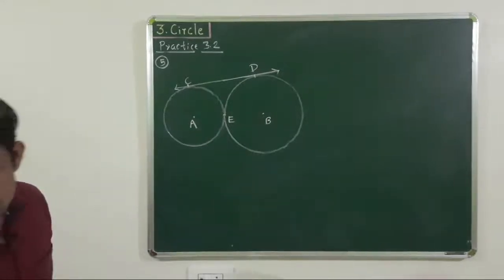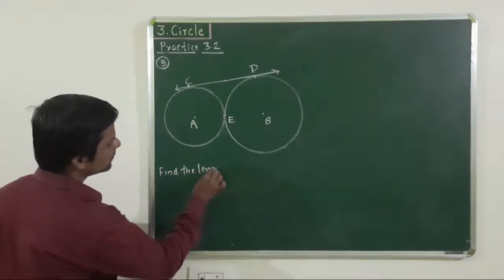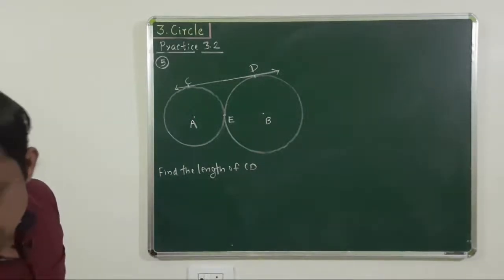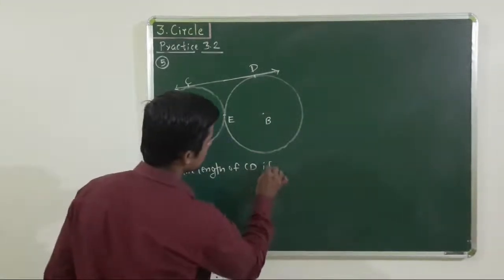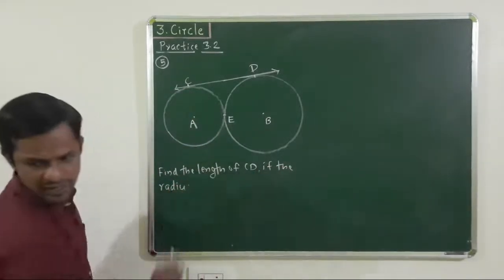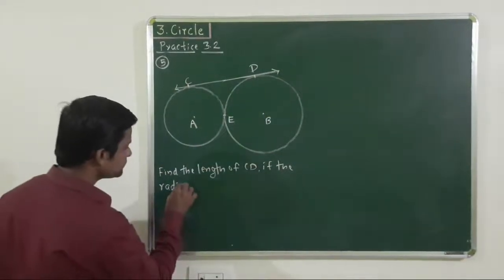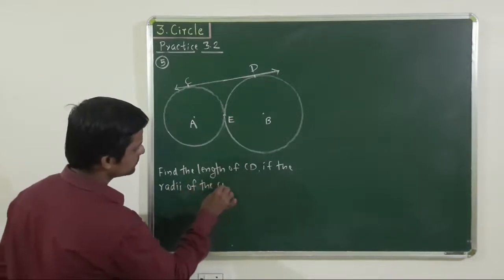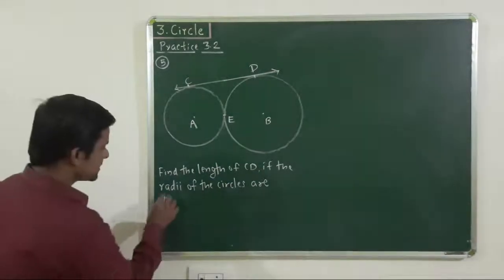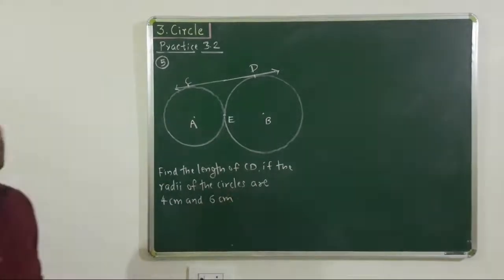Now what is given? Find the length of CD if the radii of the circles are 4 centimeter and 6 centimeter.